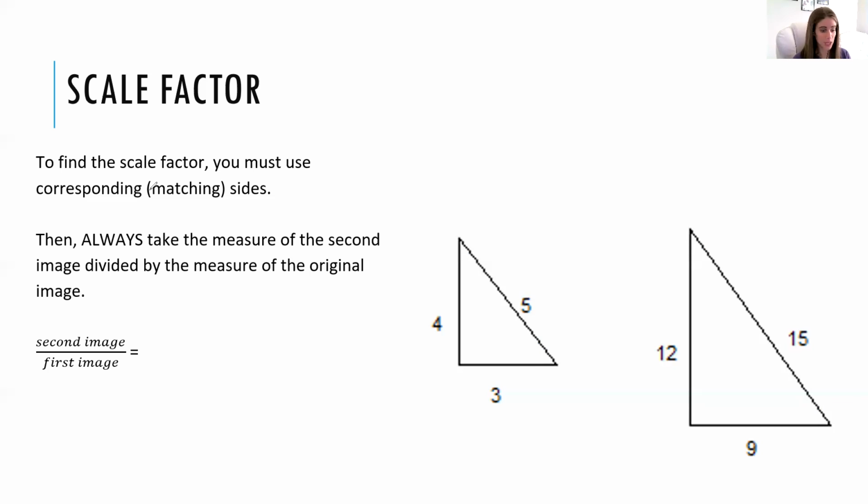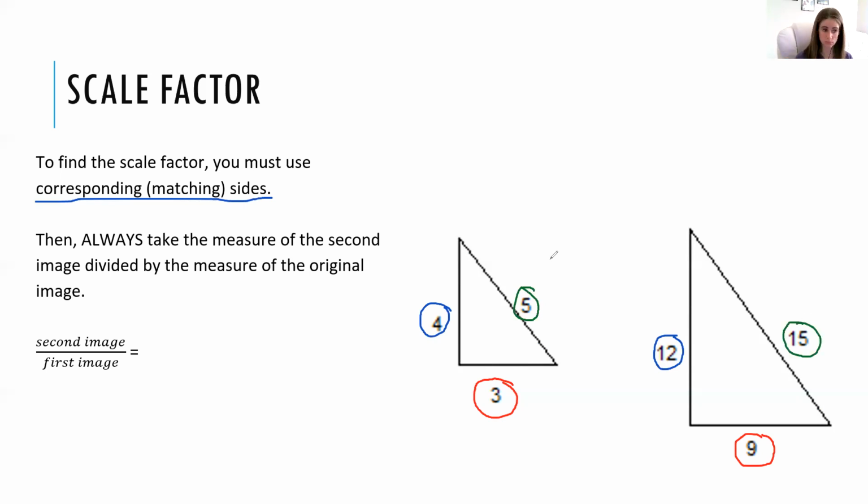So when you're looking at a map, 2 cities may look like they're only a couple inches away, where in fact, in real life, they are miles and miles away from each other. With scale factor, the most important thing is to make sure that you match up corresponding, otherwise known as matching sides. So if we look at our triangles here, our corresponding sides would be 4 and 12 because that is the same part of the triangle on each shape. And 3 and 9 would be corresponding. And then 5 and 15 are corresponding.